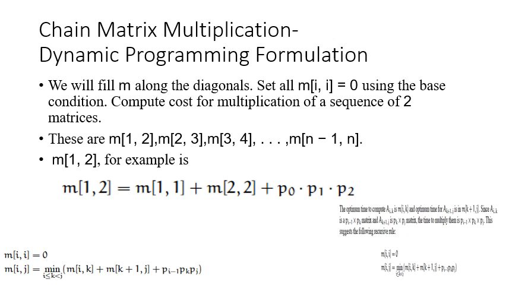Now for these diagonal values, from the base case we have m of i i equals 0. Now let's consider this column where we are multiplying matrix 1 with 2. So the cost of multiplying matrix 1 with matrix 2 would be obtained from this identity.